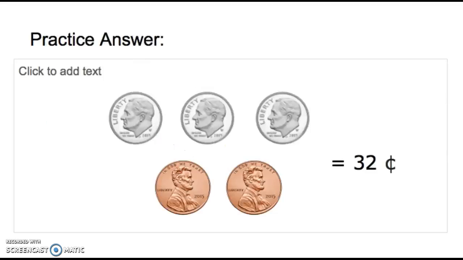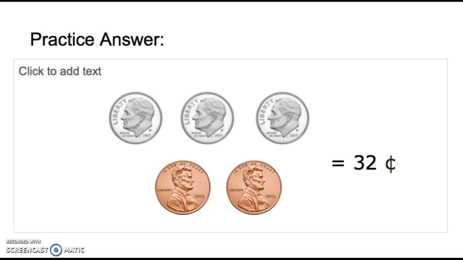Now, let's take a visual look at 3 dimes and 2 pennies. So we know that 1 dime is 10 cents. So if we have 3 dimes, let's add it together. 10 cents plus 10 cents plus 10 cents is 30 cents. So we can use what we learned in yesterday's lesson to know 10 plus 10 plus 10 is 30. And we also know that a penny is worth 1 cent, and we have 2 pennies, so that's 2 cents. So 30 cents plus 2 cents gives me what? Exactly, it gives me 32 cents.